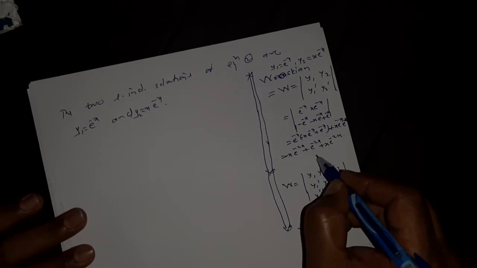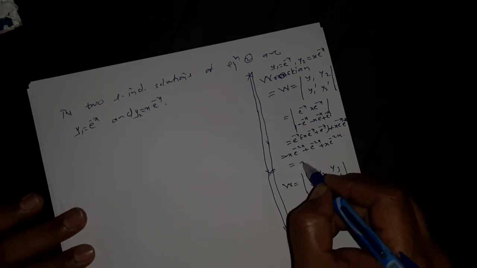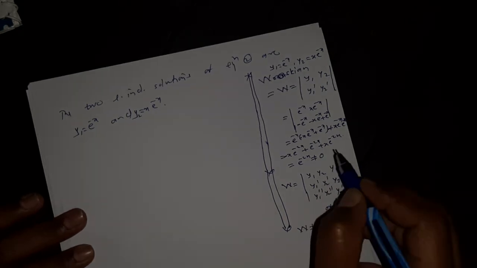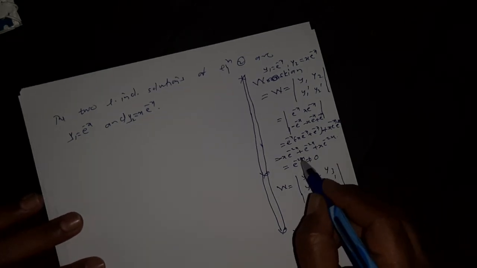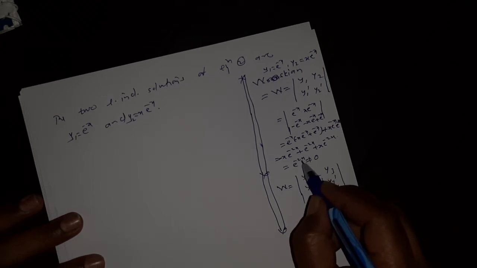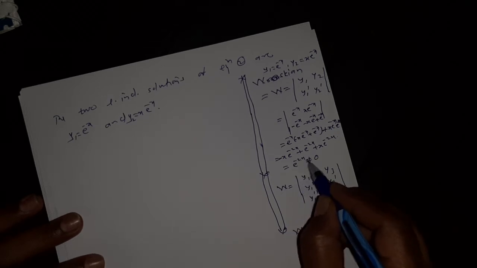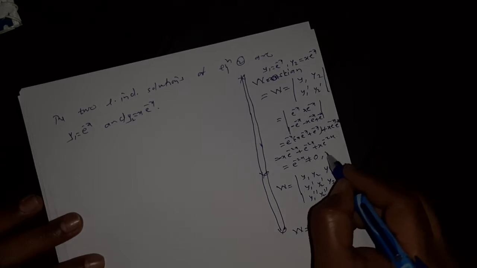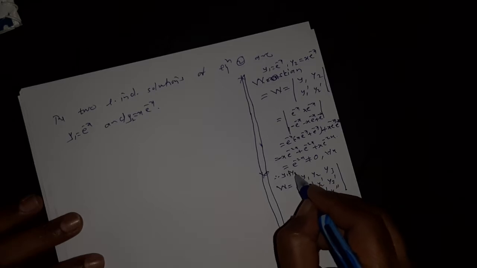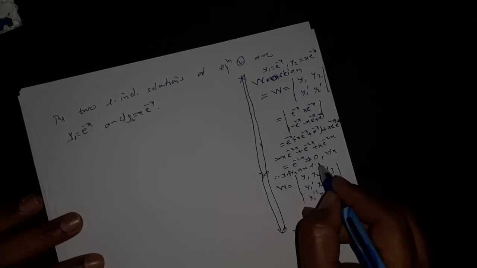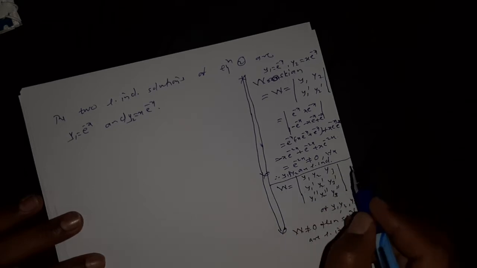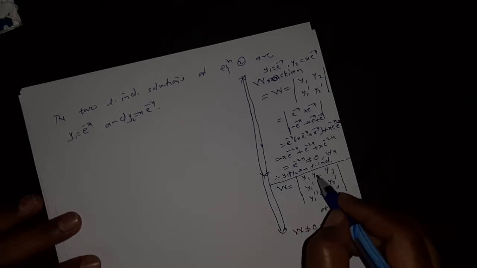So this is equal to e raised to minus 2x, and this is not equal to 0 quantity. This is a non-zero quantity. This is always non-zero for all x. That is, if x is 0, then also e raised to 0 is 1. So this is not equal to 0 for all x, and therefore these y1 and y2 are linearly independent.